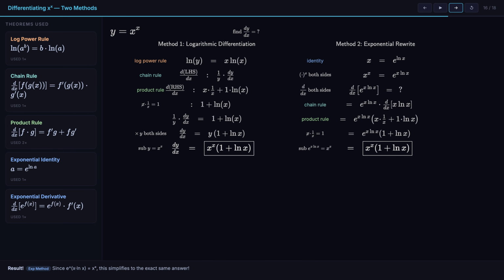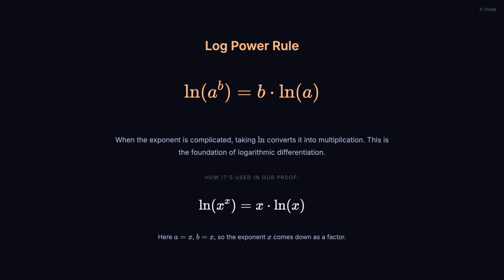Let's review the theorems that made this possible. First, the log power rule. Log of a to the b equals b times log a. This is what let us convert x to the x into x times log x. Without it, we couldn't start method 1.